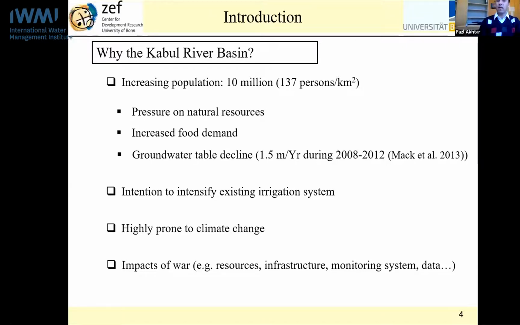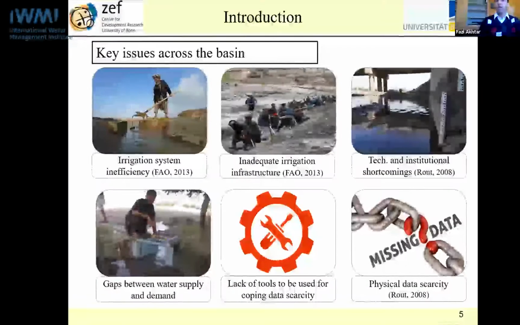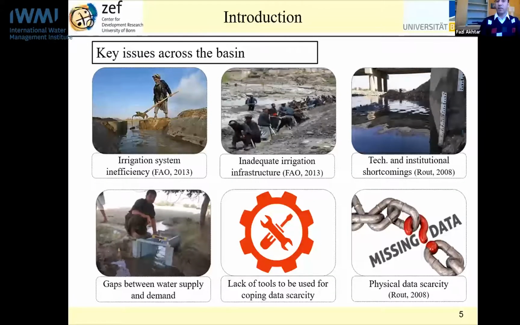The impacts of war on natural resources, infrastructure, and river monitoring systems have been high because of the wide and intensive network of streams, canals, and rivers in this river basin. Having four decades of continuous instability and civil strife in the country, there is high inefficiency in the irrigation system. Hardly any work has been done in this sector because of issues, as I said, in terms of governance, poor management, poor investment supply, and cash investment.